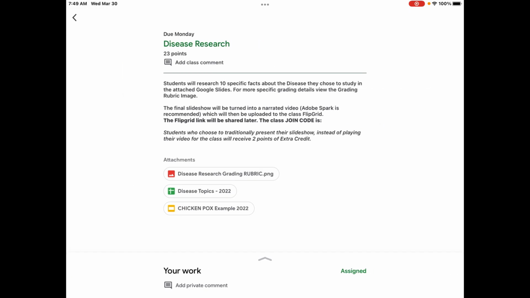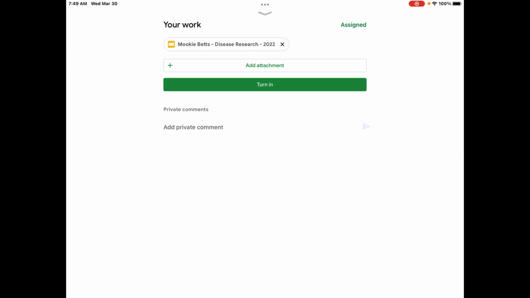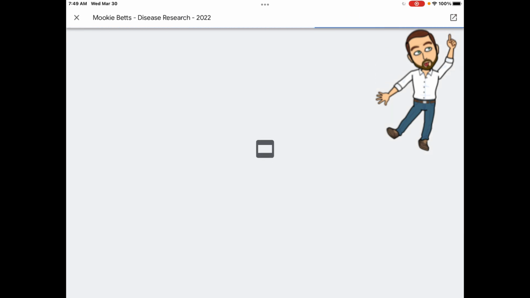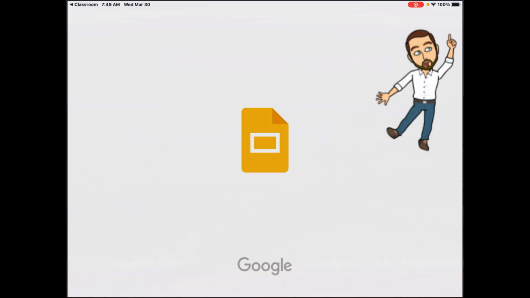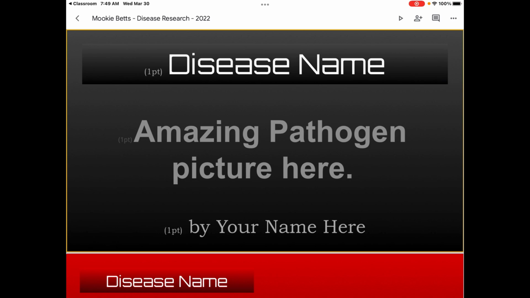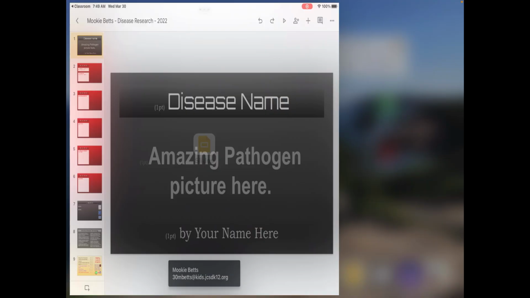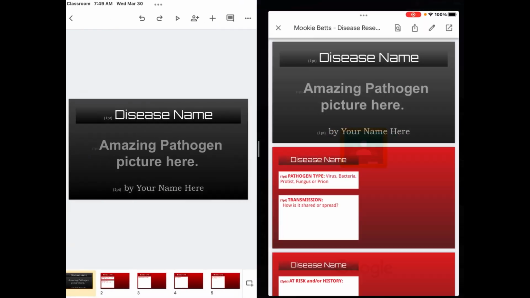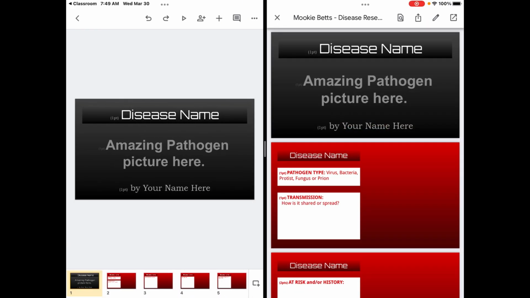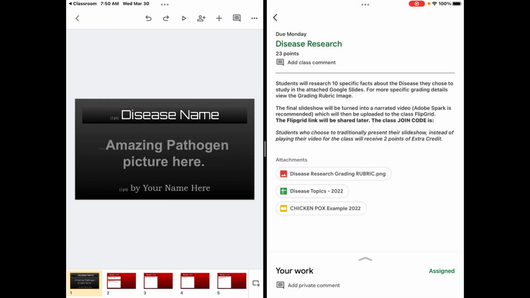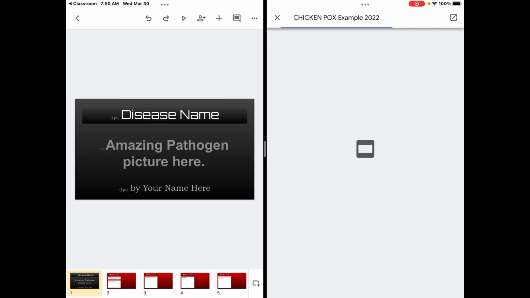But when we open the research, you have a slideshow with your name on it. You want to press the square arrow as normal to push it out to slides. Now I'm going to split screen this with the example back in Google Classroom. You don't need to do this part, but this might help show you my expectations.